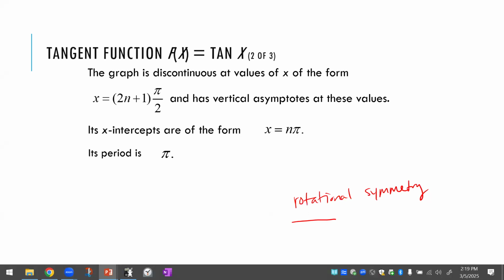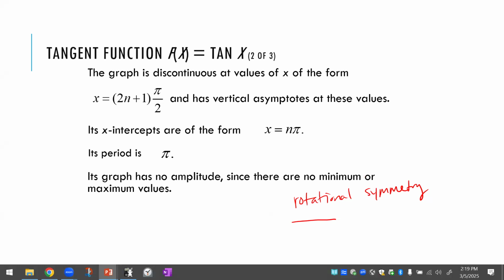All right, its period is pi, and that's because it only takes 1 pi for that pattern to continue, right? So from 0 to 180, I'm going to go through the whole pattern of 0, asymptote, 0. So it only took me 1 pi to repeat the pattern. Does that make sense? Which is why your period is pi. There's no amplitude. The reason why there's no amplitude is because there's no max or min to find the distance to a midline. You will still have a vertical stretch, but there's no amplitude.